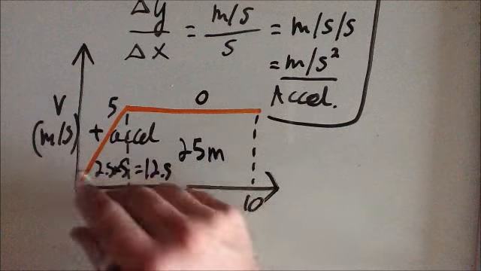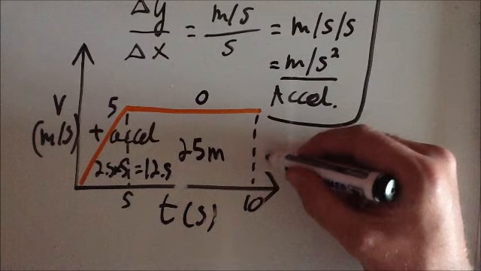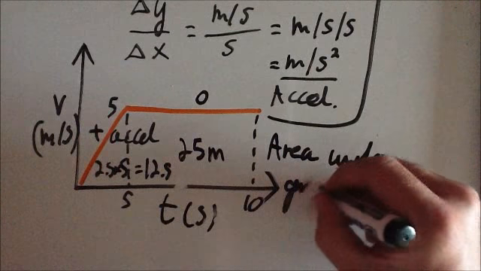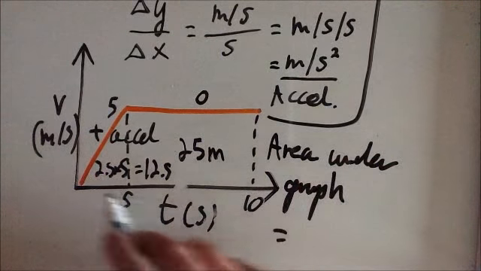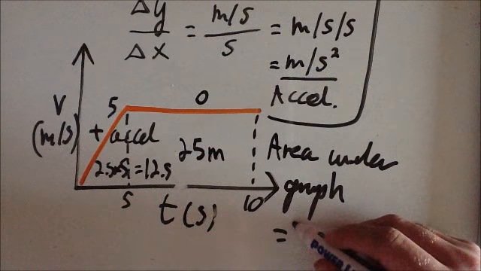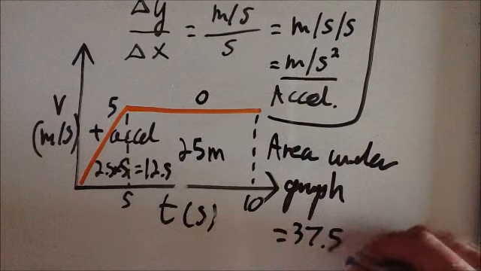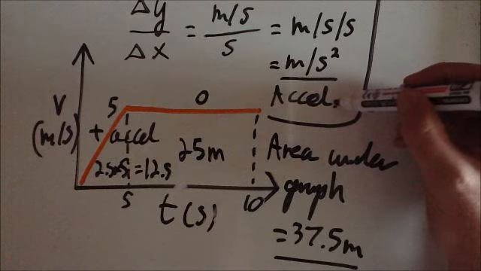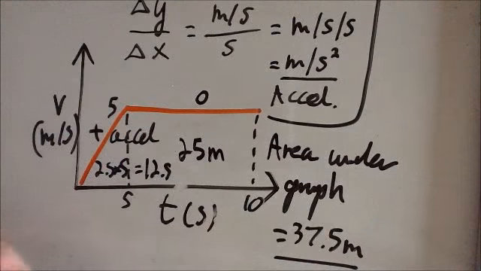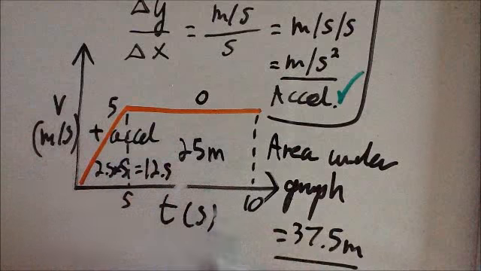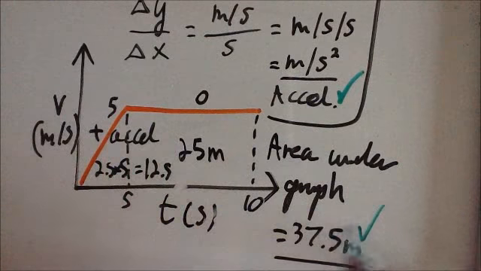So here, the total distance travelled can be worked out by the area under the graph, which in this case equals 12.5 plus 25, which equals 37.5 meters. So we can figure out two things from this graph. The gradient in a velocity time graph will tell us acceleration. The area under the graph will tell us the distance travelled.